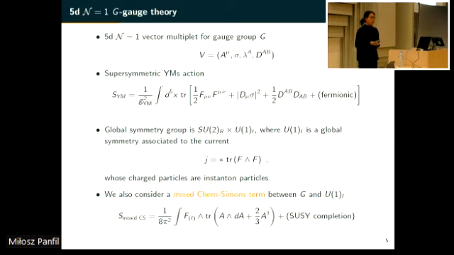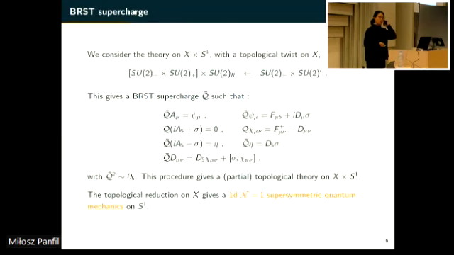What will play an interesting role in our story is the mixed Chern-Simons term between the gauge group G and the U(1)_I global symmetry that I just mentioned. This is the form of the mixed Chern-Simons term, where F_I is just the field strength of this U(1)_I symmetry. And these are the 3D Chern-Simons-like terms that you can write down here. You can also write down the supersymmetric completion of this object. So this is the theory that we are going to talk about.